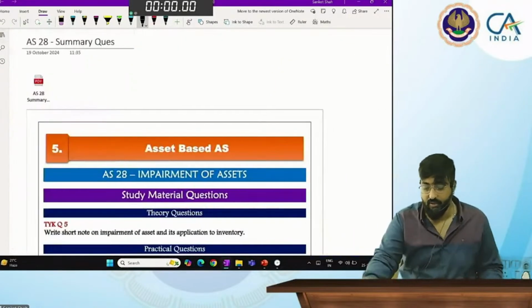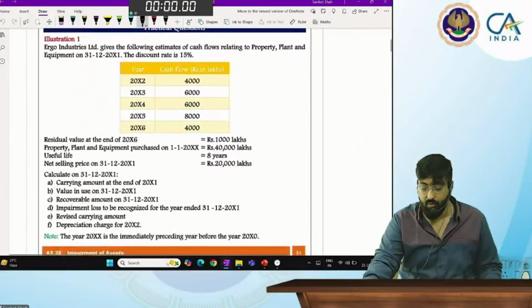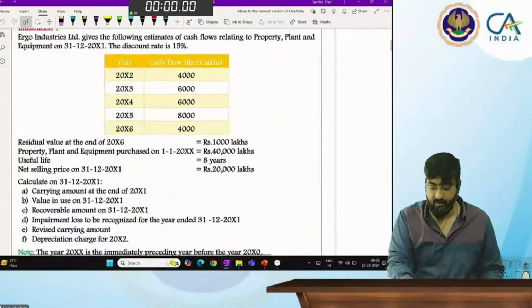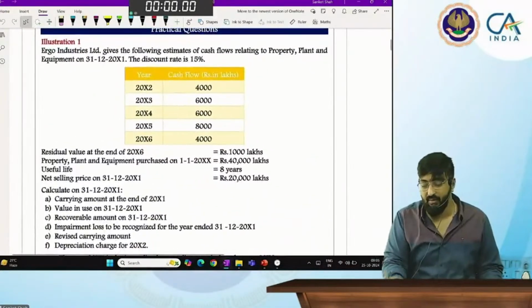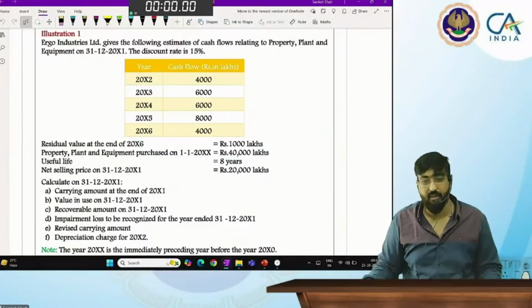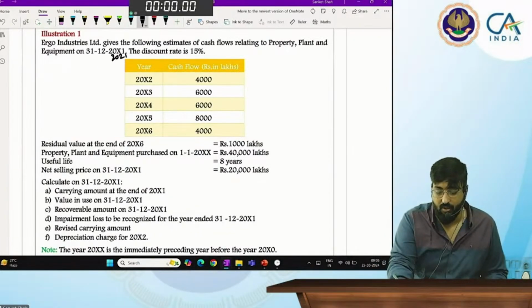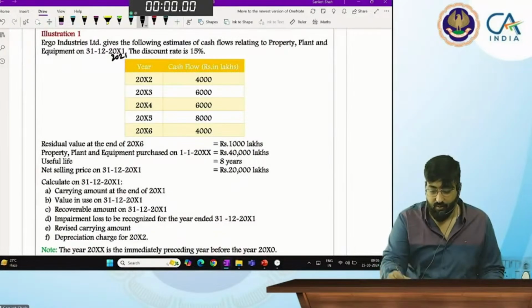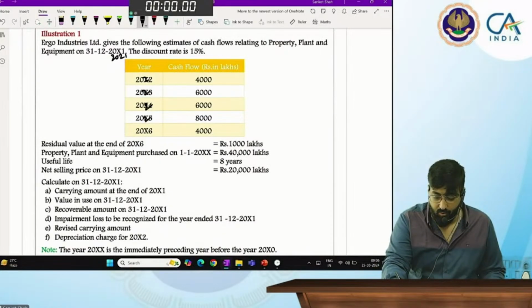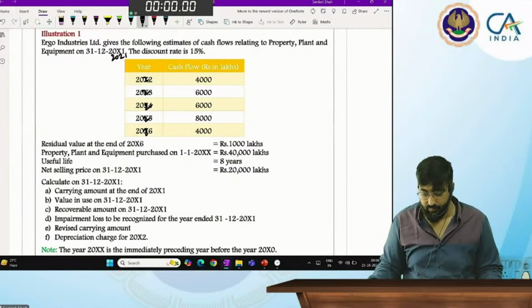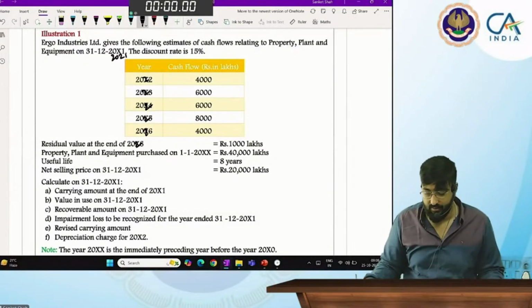Chalo. So now it's time to do illustrations. Now ये illustration मुझे थोड़ा सा जचा नहीं है, लैंग्वेज का प्रॉब्लम हुआ. So what you have to do? Ergo Limited gives you the following estimated cash flows. So instead of that, you can call it as 2021. So here you can write 2022, 2023, 2026. Residual value is given in 26.